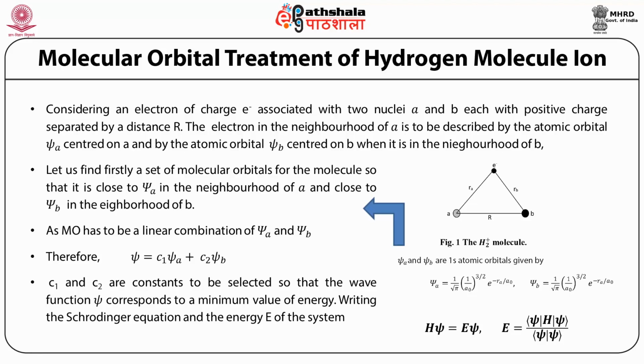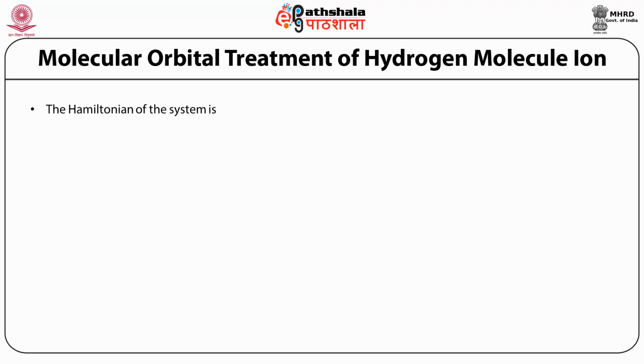Psi A and psi B are 1s atomic orbitals given by psi A equals 1 upon root pi times (1 upon a0) raised to the power 3 by 2 times e raised to the power minus Ra upon a0, and psi B equals 1 upon root pi times (1 upon a0) raised to the power 3 by 2 times e raised to the power minus Rb upon a0. The Hamiltonian of the system is H equals minus h square upon 2m del square minus e square upon Ra minus e square upon Rb plus e square upon R.